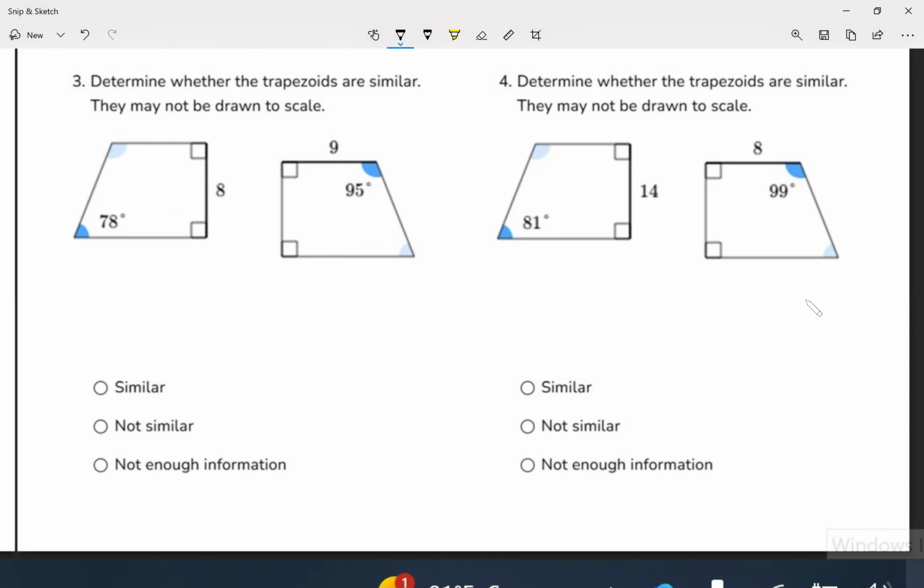That a size that is 8 can be bigger than a size that is 9. Right? 8 can be bigger than 9. These are not drawn to scale. So that means don't measure it. 8 can be bigger than 9. Just use the numbers given. Okay, so what does this mean?